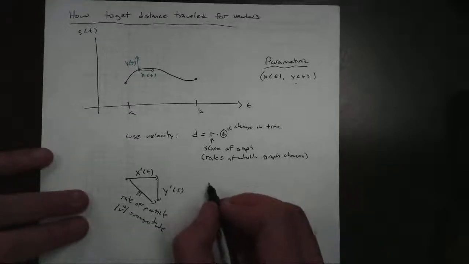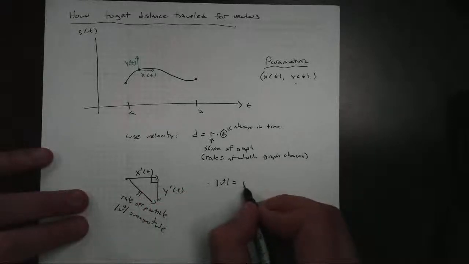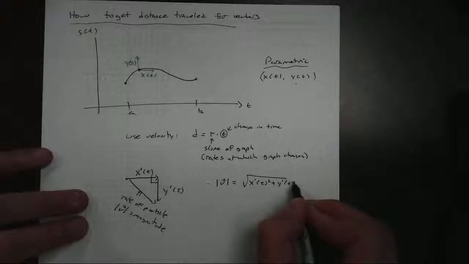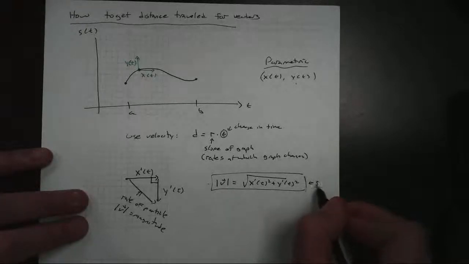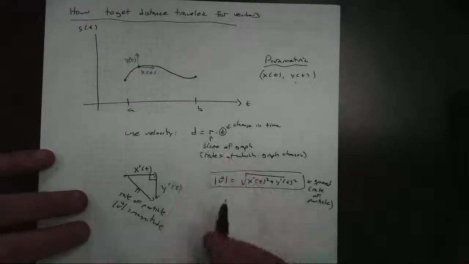And to get the magnitude, it's very simple. It forms a right angle. So to get the magnitude, it's just the square root of x prime of t squared plus y prime of t squared. And that's how we get magnitude. This is the actual speed, or the rate, of the particle right there.